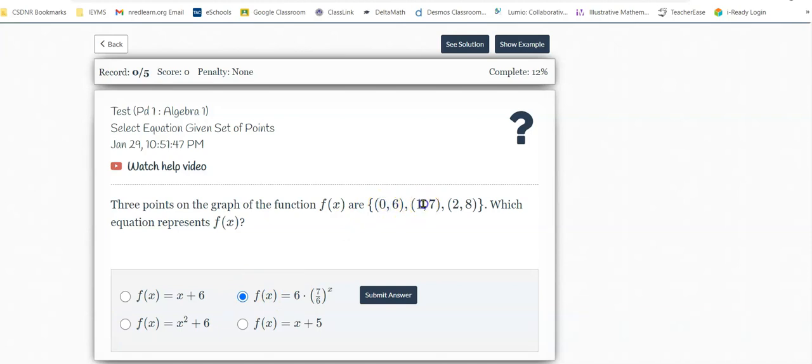I have a 0, a 1, and a 2 as my inputs or domains. Then I have a 6, a 7, and an 8. I'm noticing that this seems to be continuing with a constant rate of change, right? The pattern of the y's is always plus 1, plus 1, plus 1. The pattern of the x's is always plus 1, plus 1, plus 1. So I'm assuming that this is linear. And the question is, what is the y-intercept?